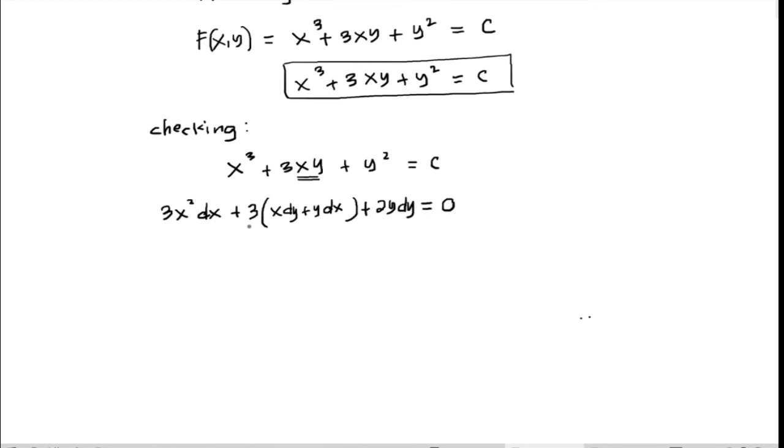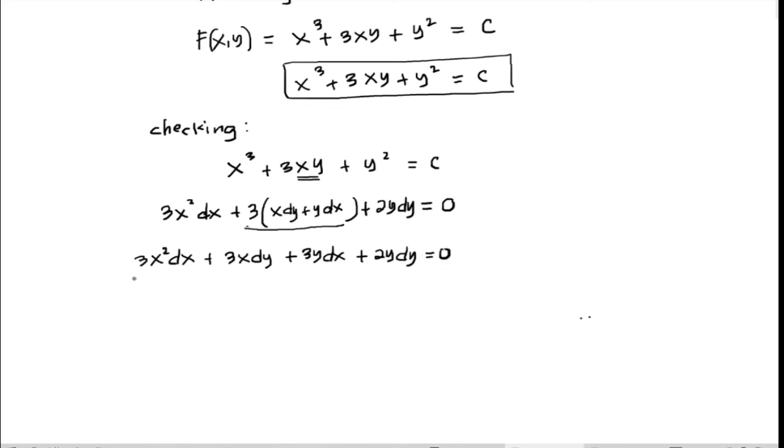Then we are going to simplify. Specifically, I'm going to simplify the middle term. For the other terms, I will just copy. I have here 3x squared dx. For the middle term, I will distribute the constant 3 to the terms inside the parentheses. So we have 3x dy plus 3y dx. Plus, I will copy the fourth term, 2y dy is equal to 0.